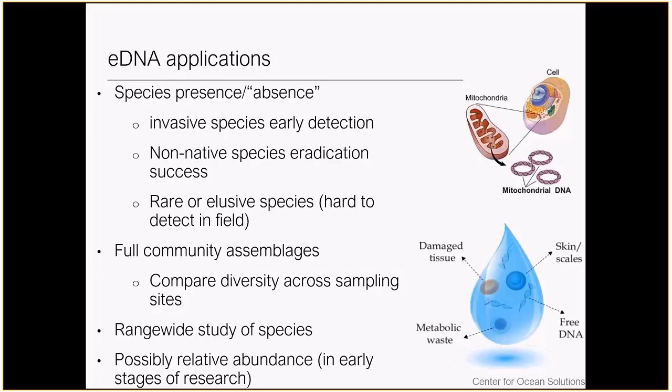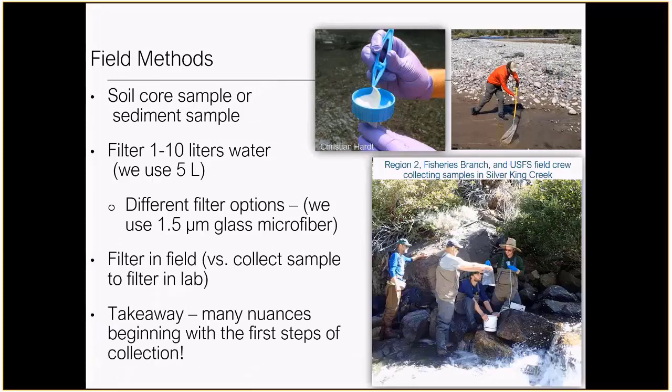So what do field methods in eDNA look like? If you were collecting soil or sediment, you might just use a soil core sampler or net to collect sediment. For filtering water, we usually use 1 to 10 liters. Our protocol uses 5 liters of water, and we use a special filter that's going to trap the DNA on the filter. That's what the top left image is showing. So that contains the DNA. That's what we extract the DNA from.